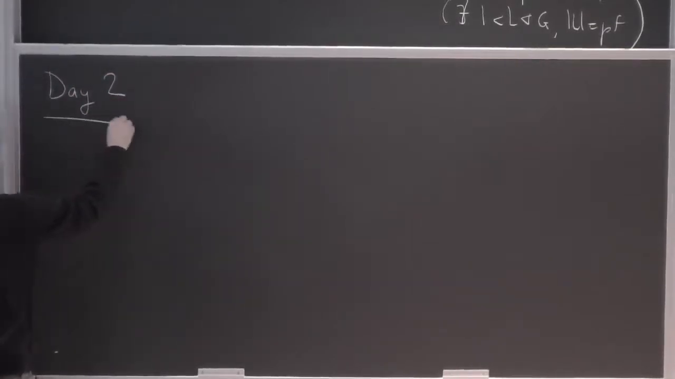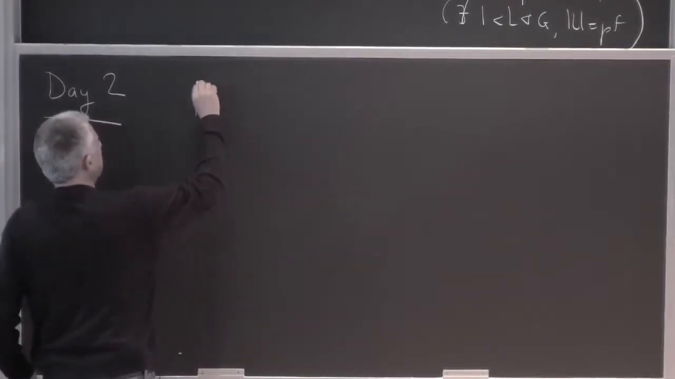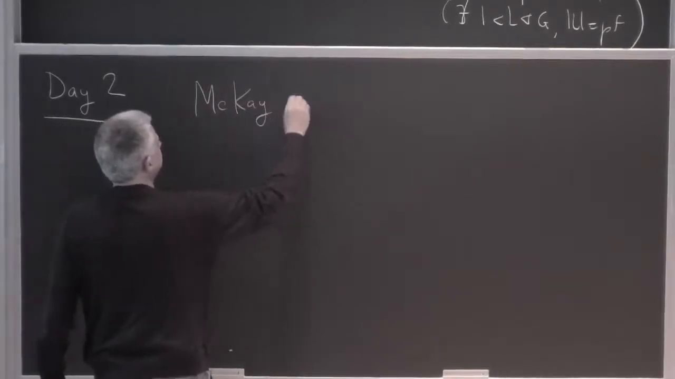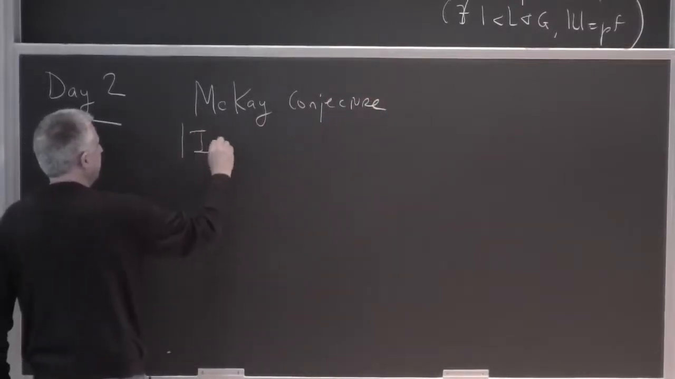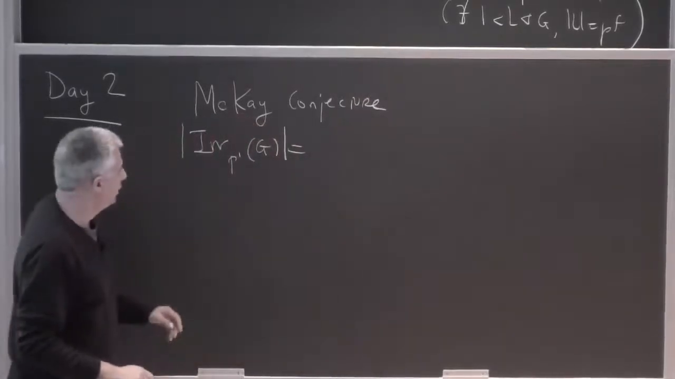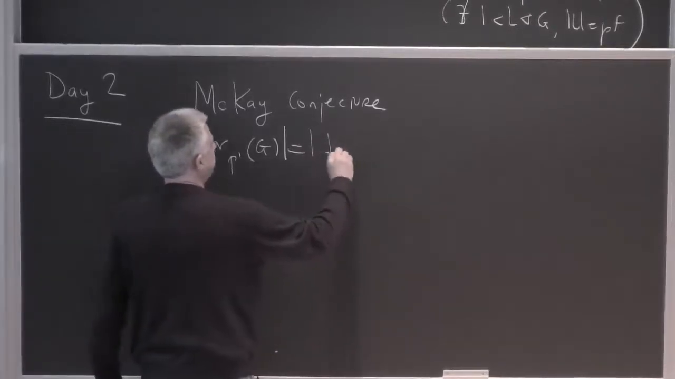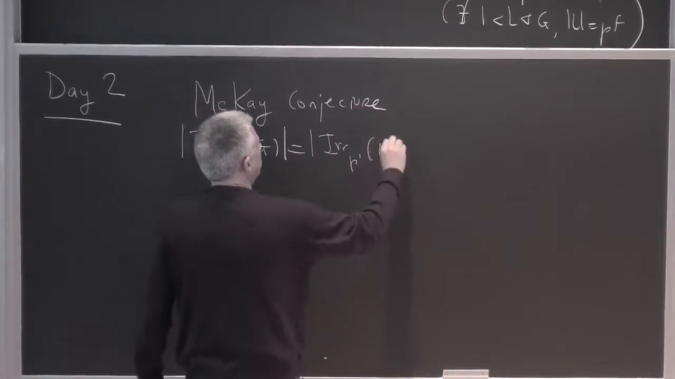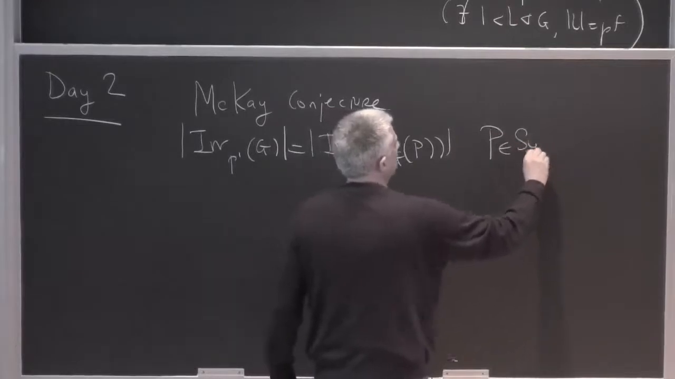In day two, I did more things. I think that I started by telling you the perfect conjecture, which is the McKay conjecture, that asserts that the number of characters of P prime degree, the opposite of the defect zero characters, you can count locally in a very nice, amazing way. You just go to one single local subgroup, namely the Sylow normalizer.